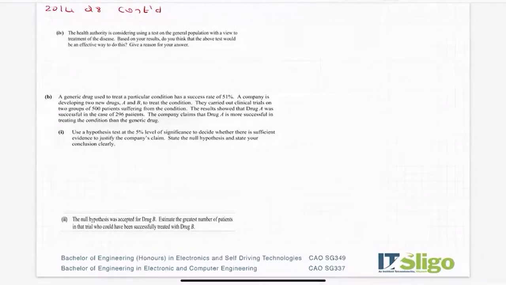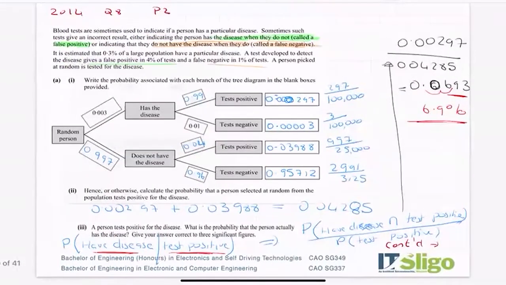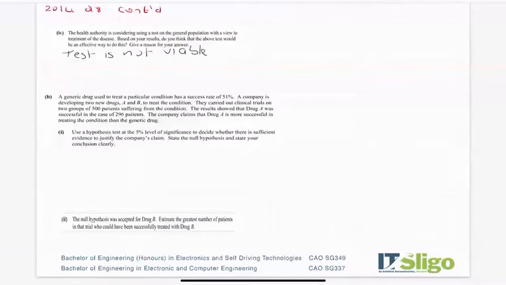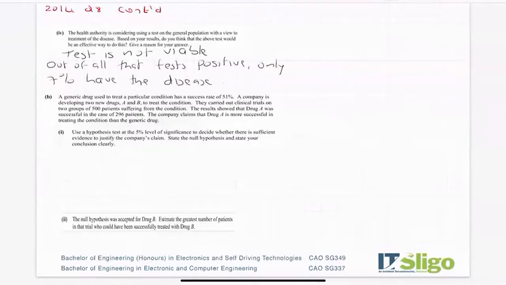Well, I would say that that test is not viable or shouldn't be used. Why? Because the person only has the disease 7% of the time, even when they test positive. So out of all that test positive, only 7% have the disease.